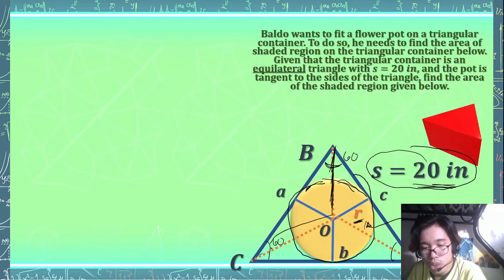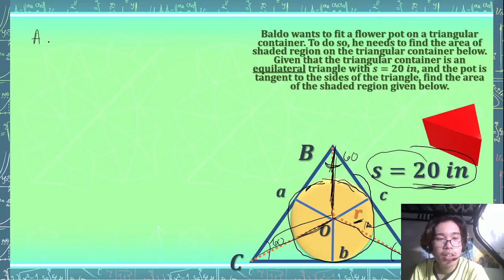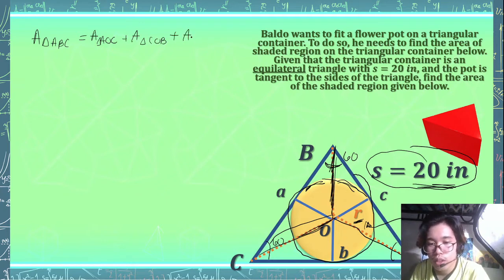we can create three triangles. So what are the three triangles that we can create to find the area of the total triangle? The area of triangle ABC is going to be equal to the area of triangle AOC plus the area of triangle COB plus the area of triangle BOA. So this part, and then this part. We found their areas.